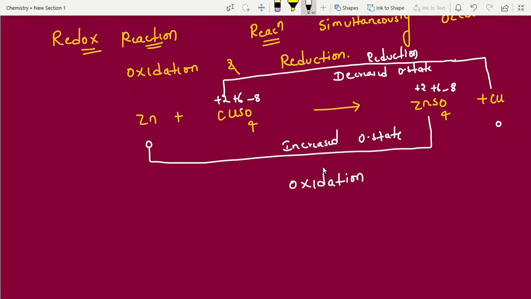Okay. Now, they occur simultaneously. Here one is undergoing oxidation, this one is undergoing reduction. Finally, this reaction we call a redox reaction. That's all. Clear?